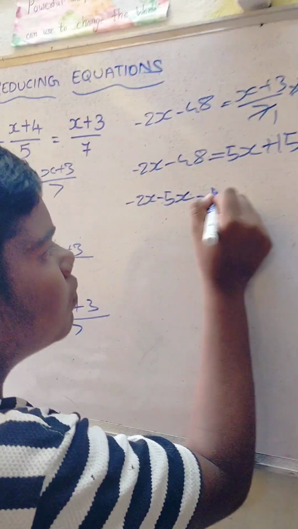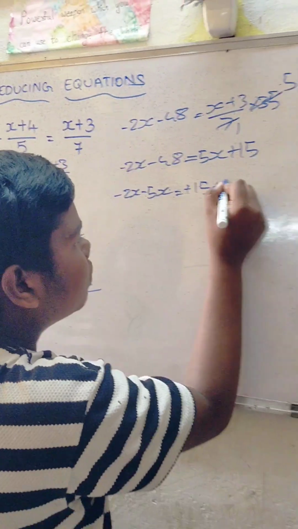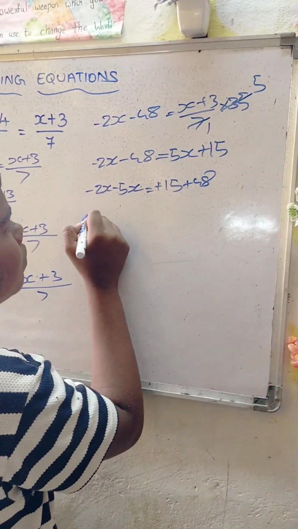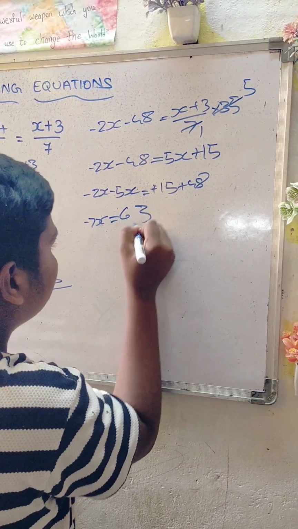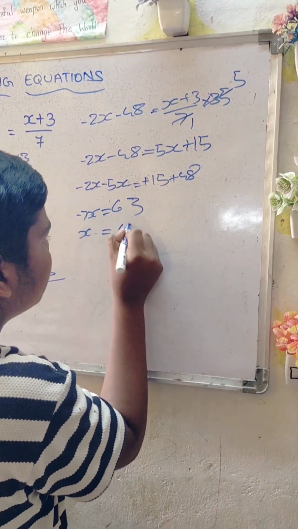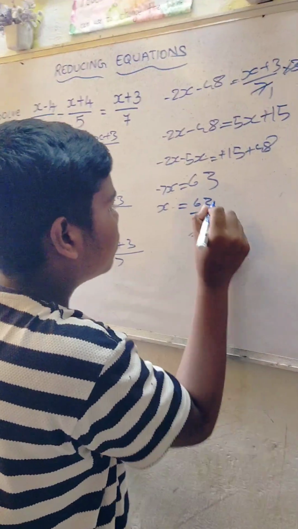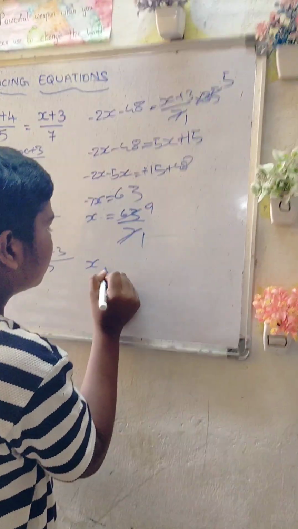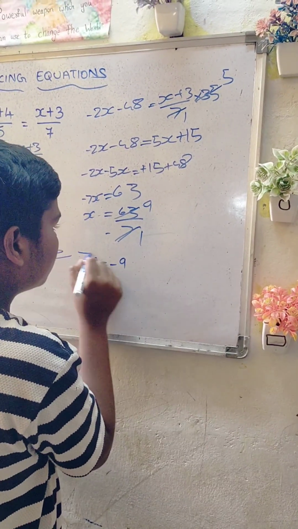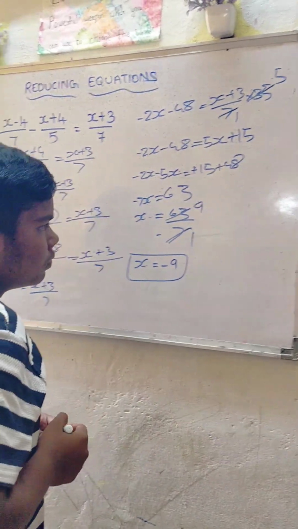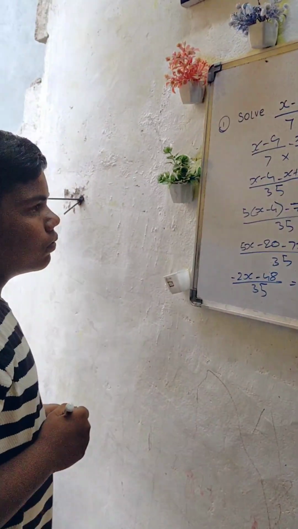Bringing the variables to one side and constants to the other side. Yes, transposing. Then okay, done. Minus 7x plus 63. Oh, it's very rough work. Yes, where is the sign? Where is the sign? The minus sign is gone. Okay, x is equal to minus 9 in exactly 2 minutes.